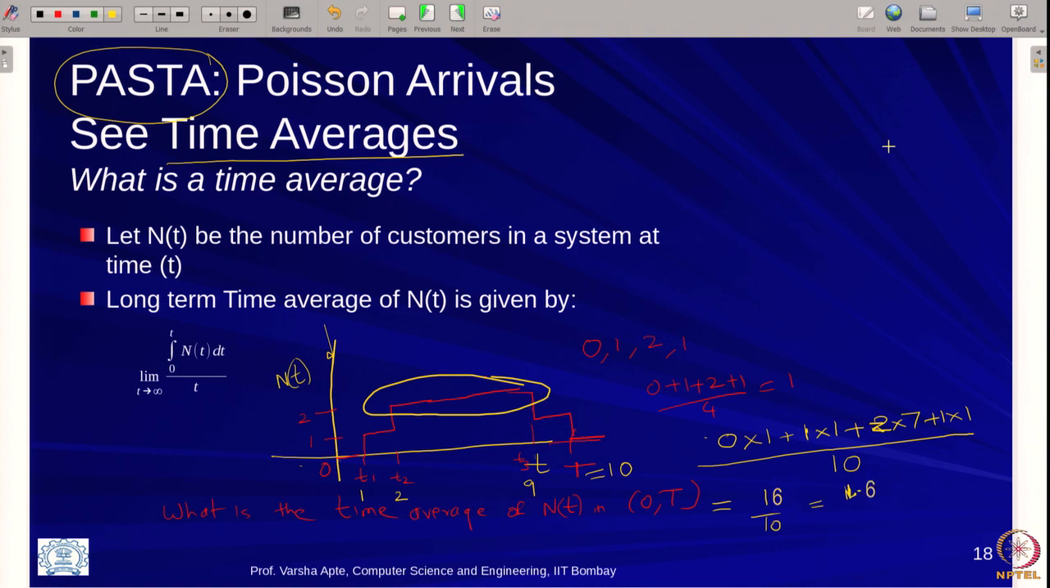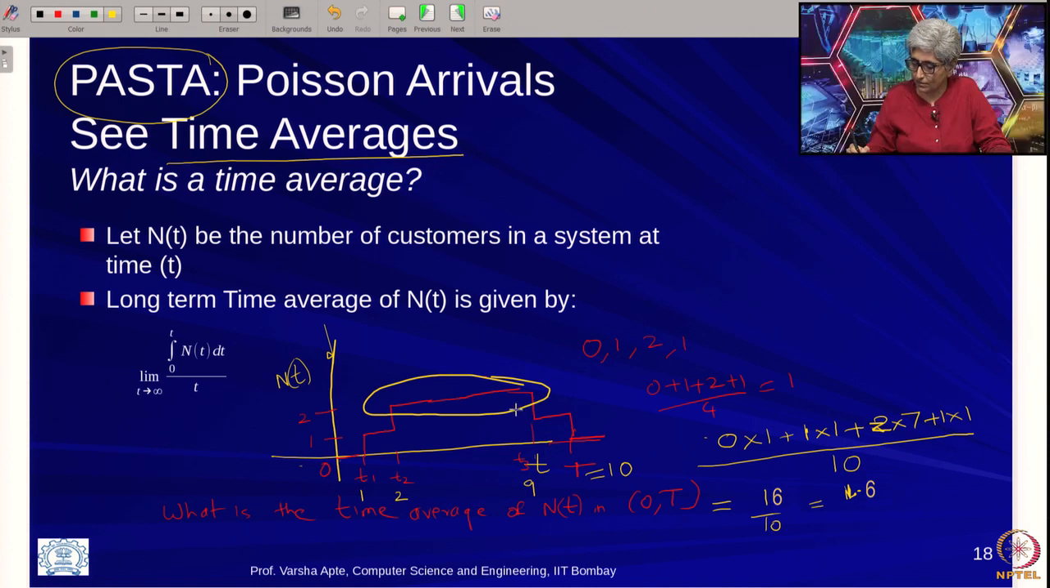Now it is making more sense, since there were 2 customers in the system for almost 7 units of time. That has given the numerator some weight and brought up the average to 1.6. So this is a better way of calculating averages of values that are changing over time. If this time averaging is done for a long period of time, where T is large, that is a long term time average. So that is what a long term time average is.